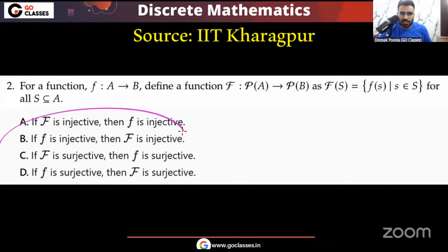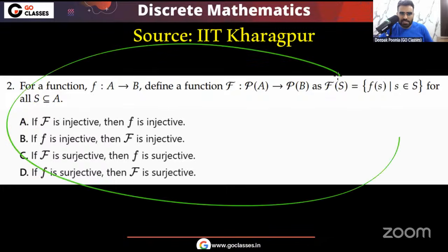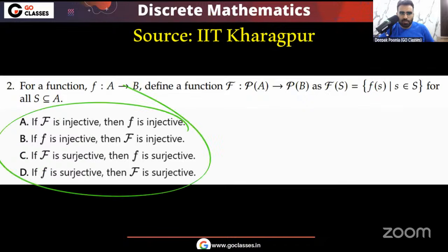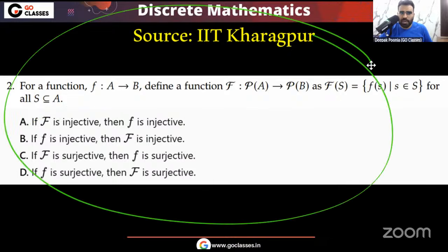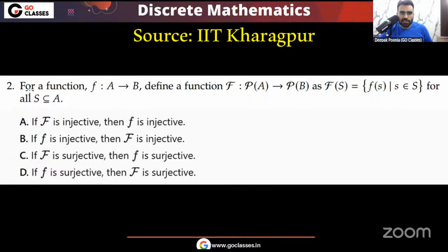Now, this question has four options. This is an MSQ question, meaning one or more options are correct. If you have not tried this question yet, you can pause the video, try this question on your own, and write your answer in the comments below. Now I will provide you the detailed video solution with complete analysis. This looks like a single question, but these four options are like four questions. Each option is a different question. So today we have a total of four questions from IIT Kharagpur. Now let's solve this question.